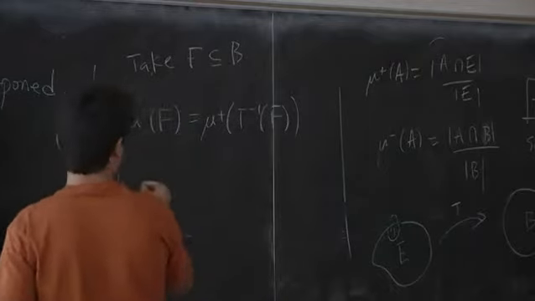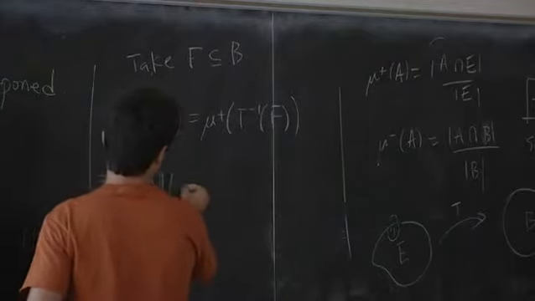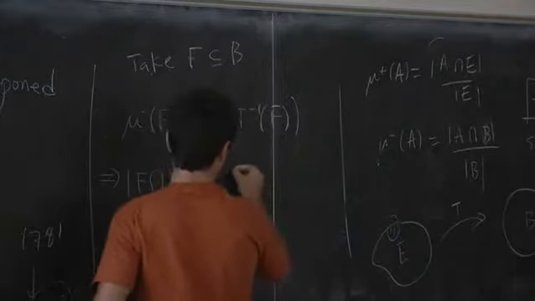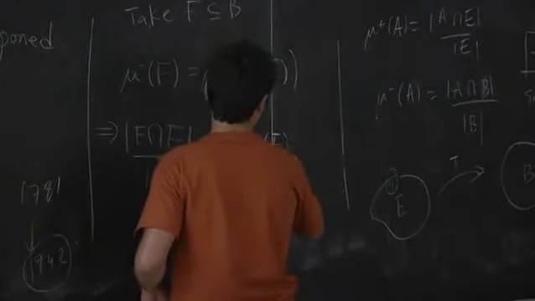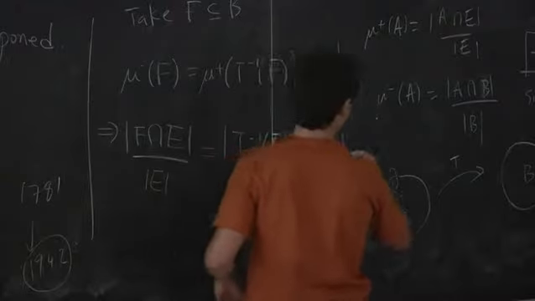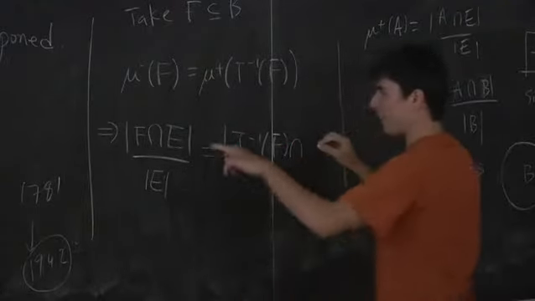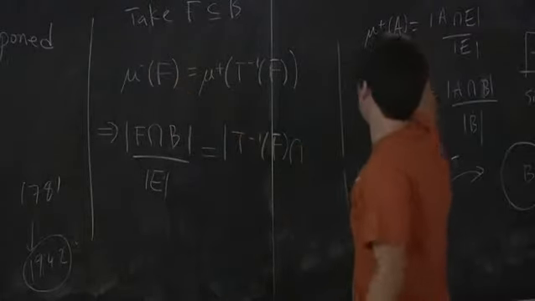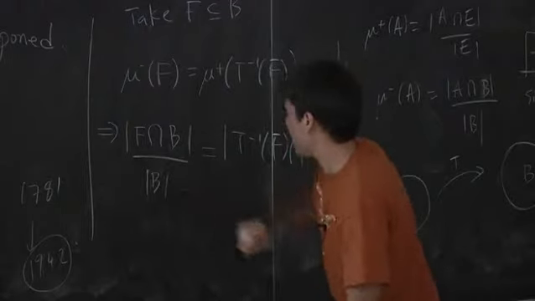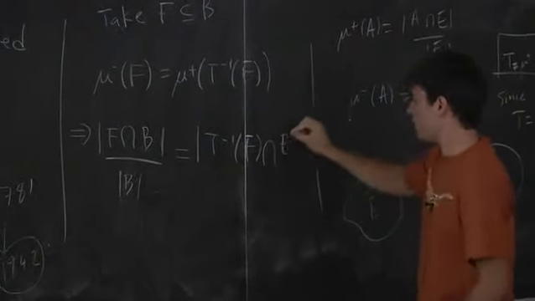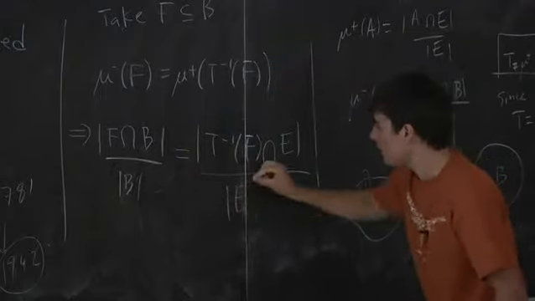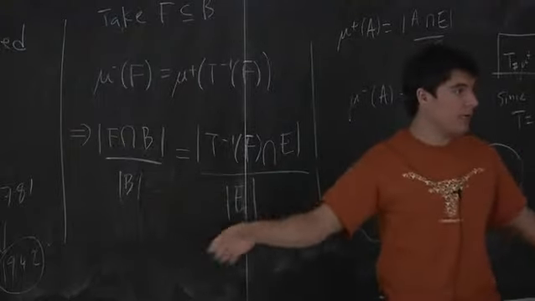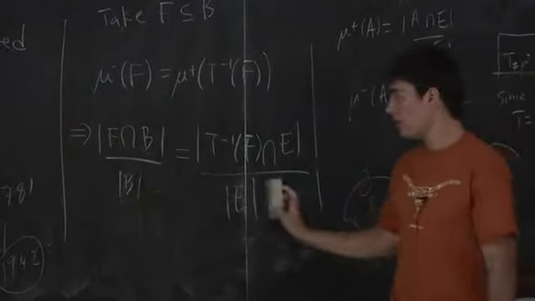So this means that F intersected with E over the mass of E is equal to T inverse of F intersected with B over the mass of E. We assume that the measure of E is equal to the measure of the ball, right? That was that first scaling argument that we did. So we can just get rid of this.